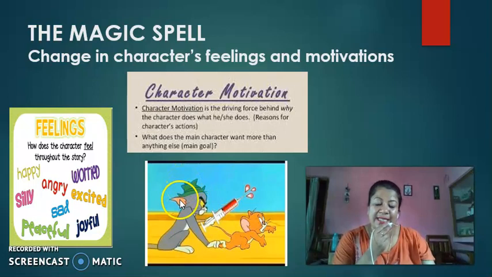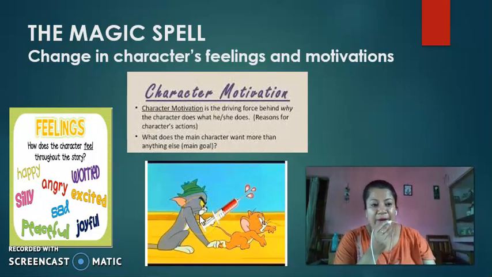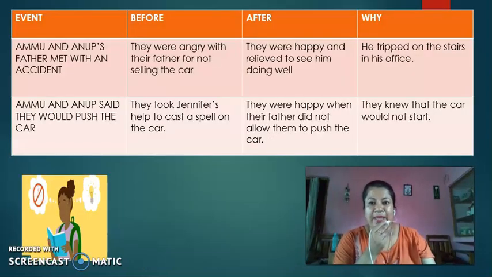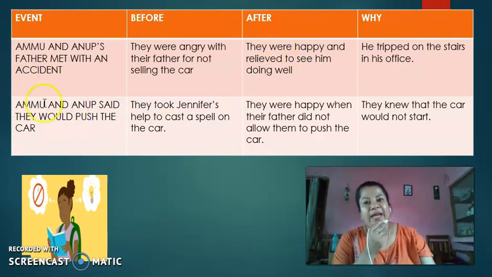So let's go to the magic spell, okay, where we will be discussing the behavior and the feelings of Amu and Anup, okay? Now if we look at this first slide, the event, we have before. That means what happened before the event, what happened after the event, and why did the event take place, or how did it take place, okay?